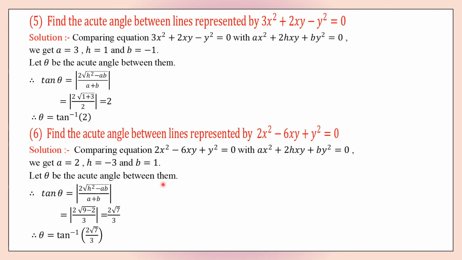We know that. Let theta be the acute angle between them. Then tan theta equal to mod of 2 root of h square minus ab divided by a plus b, equal to 2 into root of h square, that is minus 3 square is 9, minus a into b, 2 into 1 is 2, divided by a plus b, 2 plus 1 is 3. And 2 root of 9 minus 2 is root 7, divided by 3. Hence tan theta equal to 2 root 7 divided by 3. Therefore we get theta equal to tan inverse 2 root 7 divided by 3. This is the angle between these two lines.